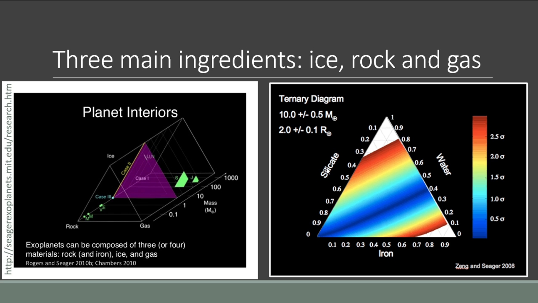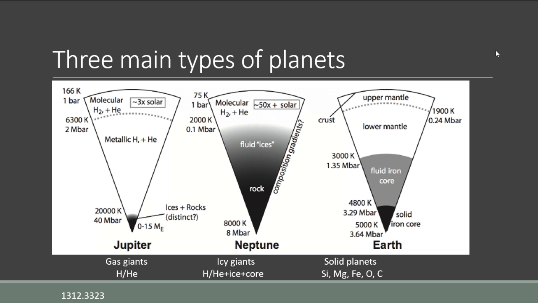Lots of ices, water, a significant amount of iron, and a very small amount of silicates. But still, 3 is a very important number for planetary structure for this discussion. So we have 3 main types of planets because we have 3 main ingredients. We have gas giants, icy giants, and solid planets. And in the solar system, we have examples of all 3 types of planets. Of course, you can have different proportions, and then more difficulties appear.